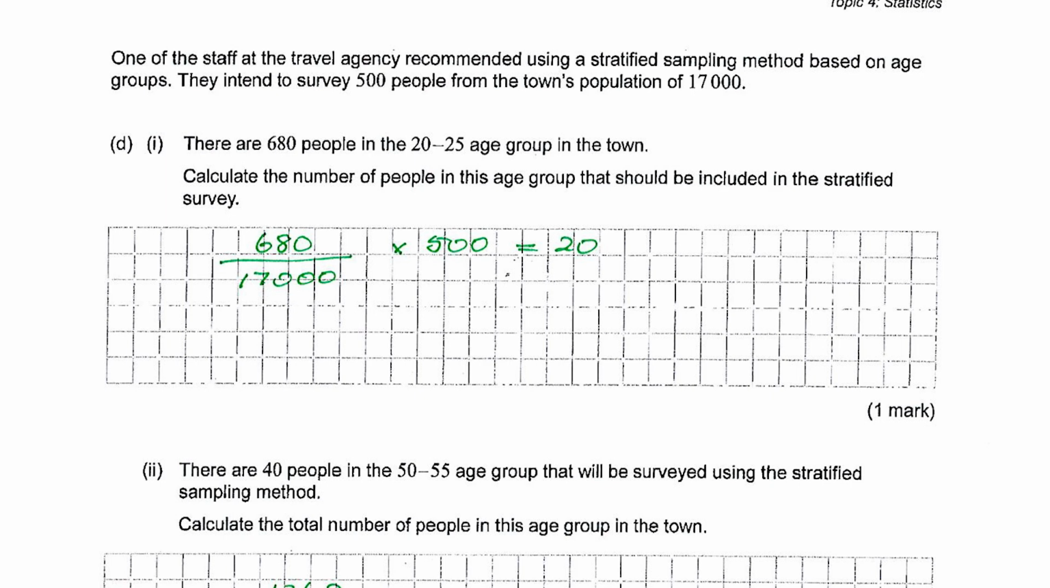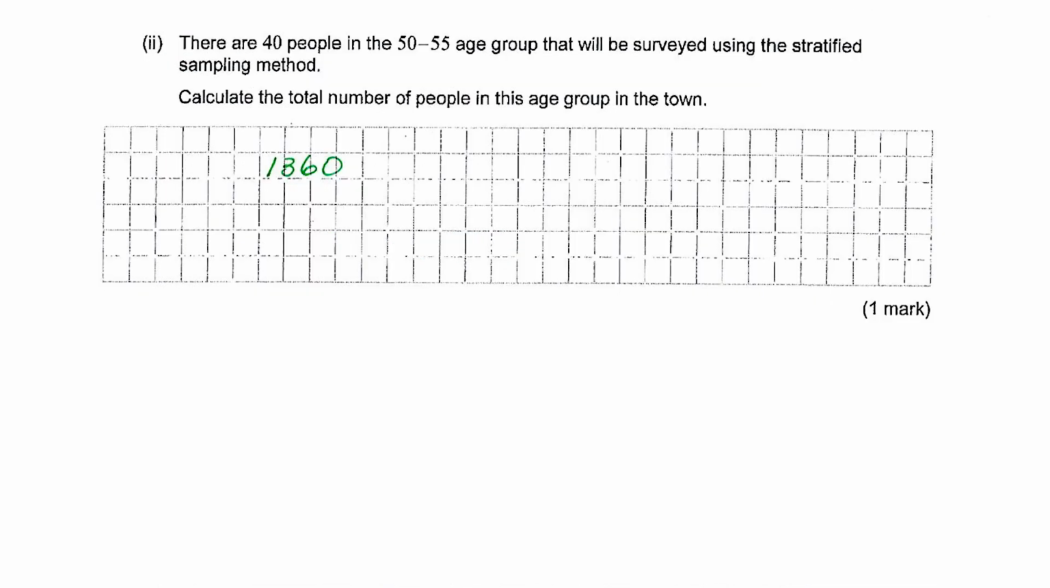And then for that second part, if we've got 40 people in the sample, we needed to go back and calculate the total number of people in the age group in the town. I've got to be honest, I'd never done that with my students before, so working backwards. A lot of students could see that, well, 40 is 2 lots of 20, so they doubled what they got previously. So the 680, now we're looking at 1360.